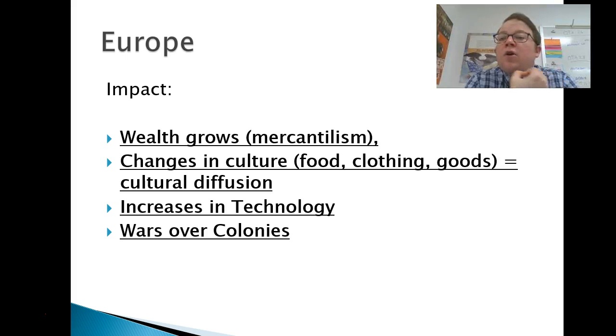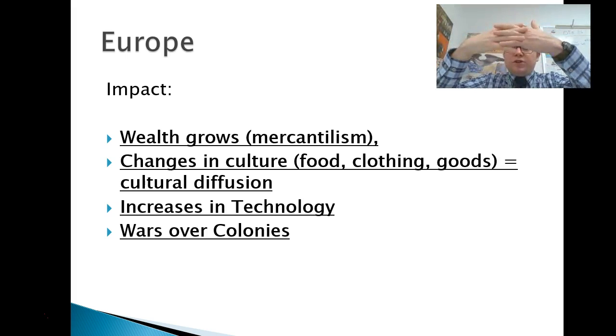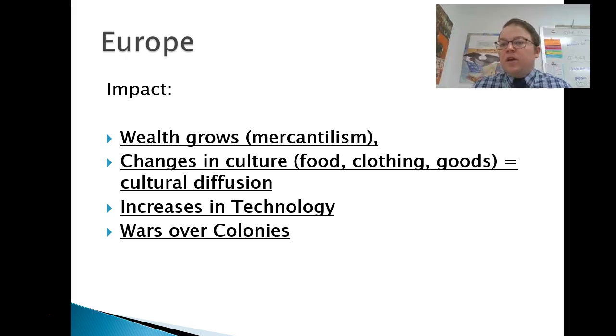Goods like tobacco, coffee was more readily available, chocolate, sugar, those types of things are going to have a huge impact. And cultural diffusion is where those cultures intermix. So you get things like, as we talked about, spaghetti and pizza. Those are examples of cultural diffusion because there are things from multiple cultures going there.